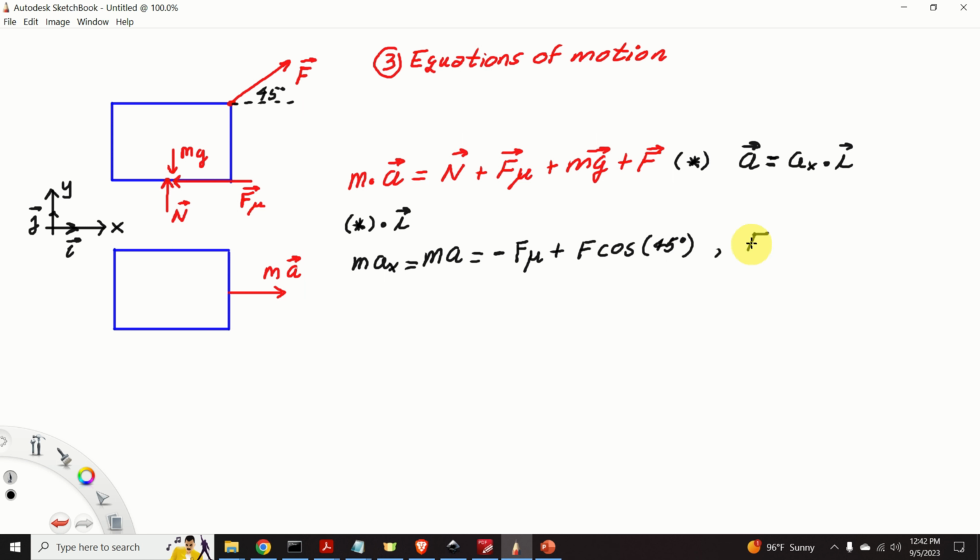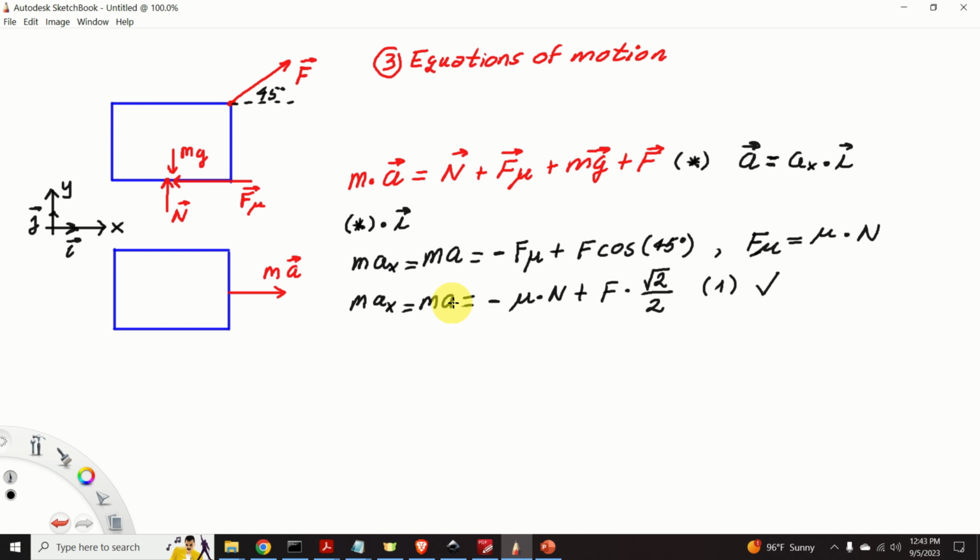We know that the force F mu is actually not completely independent from the normal force. That is, there is a relation between F mu and N, and that relation is mu times N. By using this equation, we can write max is equal to ma, and that's equal to minus mu times N plus F. What is the cosinus of 45 degrees? The cosinus of 45 degrees is square root of 2 divided by 2. And this is our first equation.